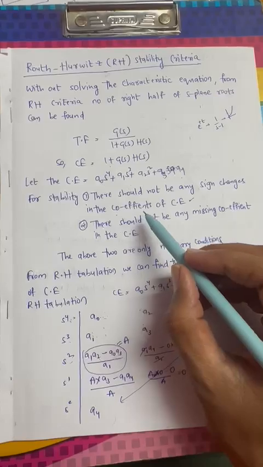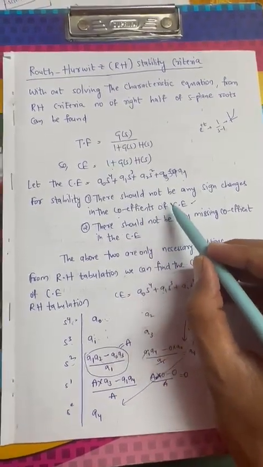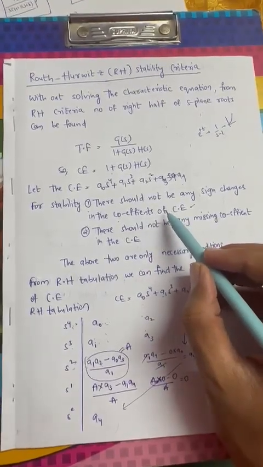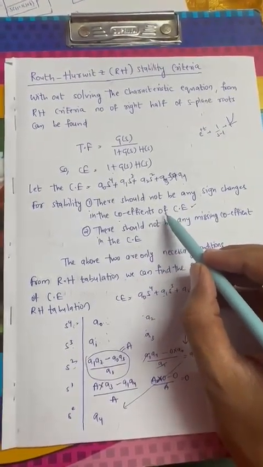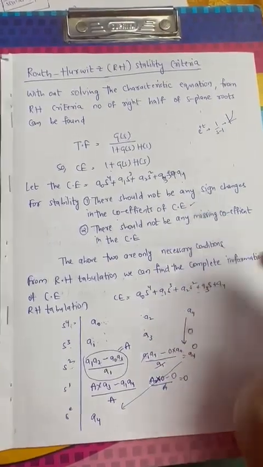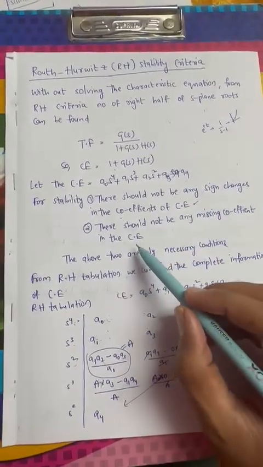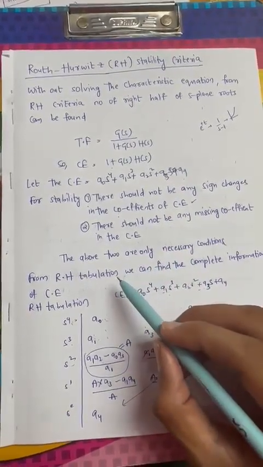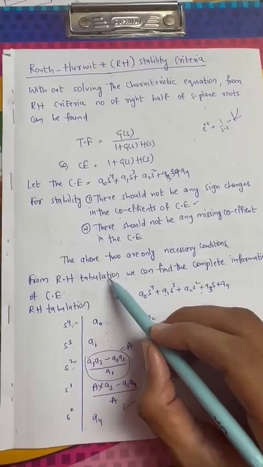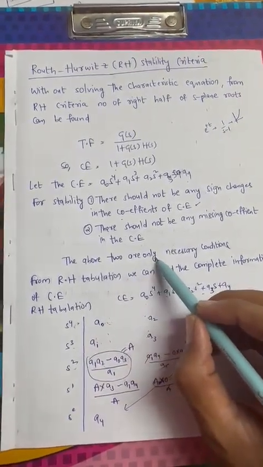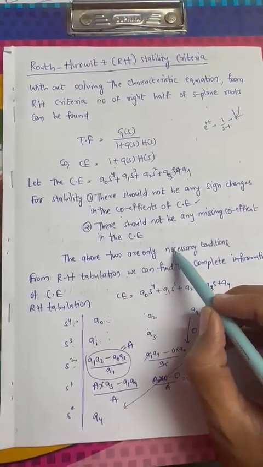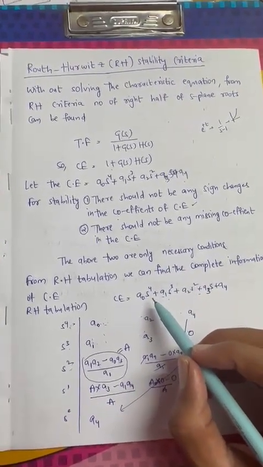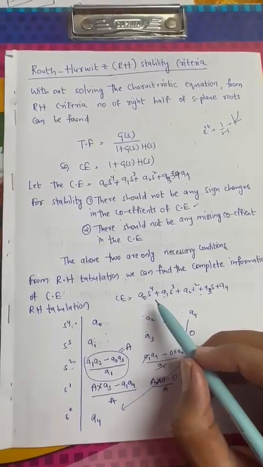If any of the coefficients is 0 or there are any sign changes in the characteristic equation, from seeing that we can tell that the system is not stable, but we cannot come to a conclusion whether it is marginally stable or unstable. So the above two conditions are only necessary conditions, but from finding the RH tabulation, we can find both necessary and sufficient conditions. So let us go further and see how we can make an RH tabulation and what the necessary conditions are.